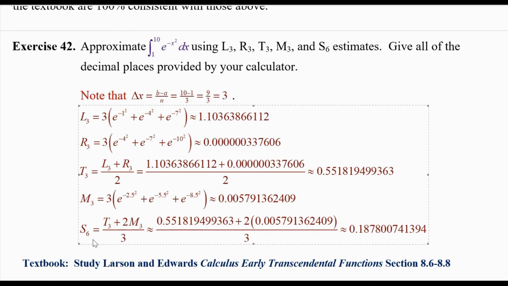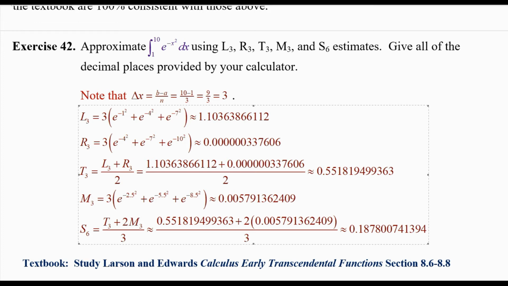To get Simpson's rule, notice it's Simpson's 6, not Simpson's 3, even though it uses the 3's here, is we average the trapezoid and midpoint, but we count the midpoint twice. So it's the trapezoid rule here, plus 2 times this midpoint, divided by 3, you get 0.187800741,394.